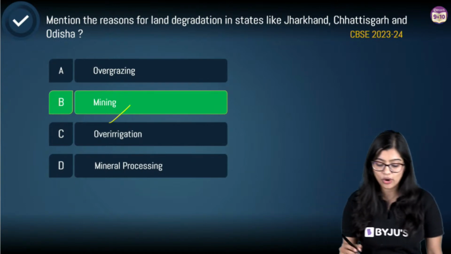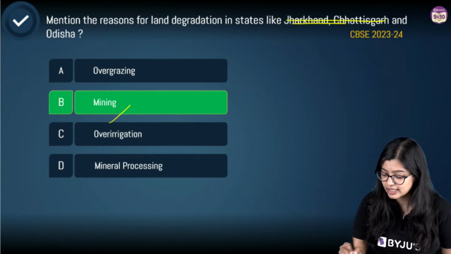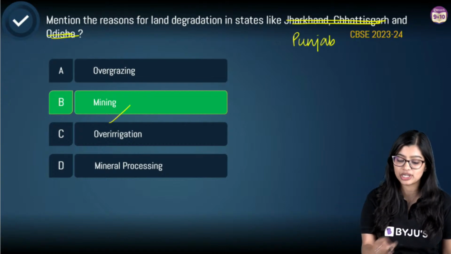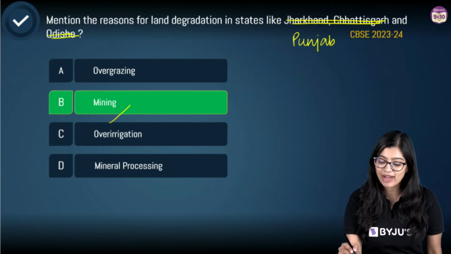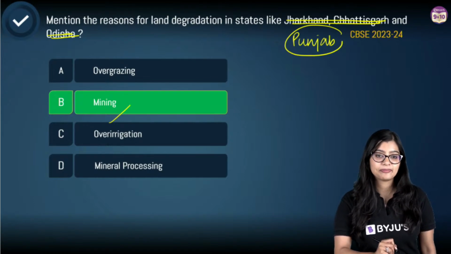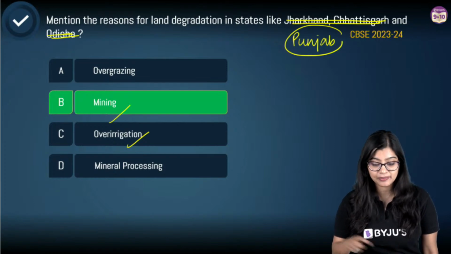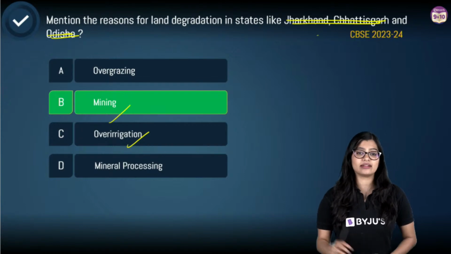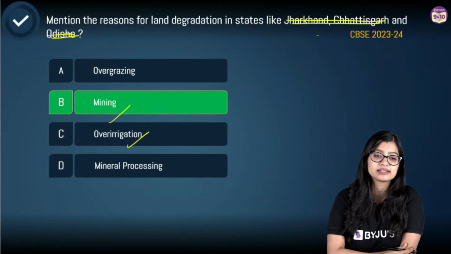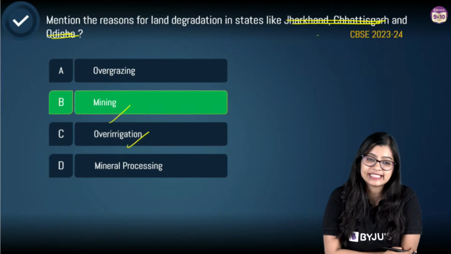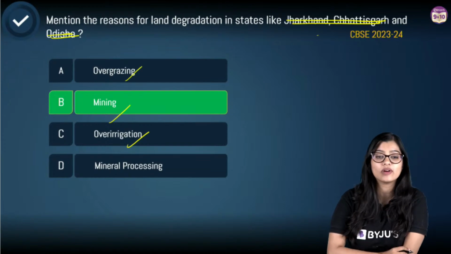Now I have a question for all of you. What if I changed this to Punjab, right? In the states of Punjab and Haryana, what are the major causes of land degradation? If I change this to Punjab, what will you give me the answer as? Very good. It will be over irrigation. Now same thing if I make it Gujarat and Rajasthan. In the regions of Gujarat and Rajasthan, what do we normally see there? Very good. Exactly. It is overgrazing.